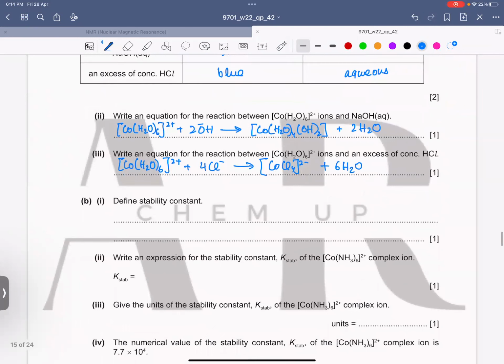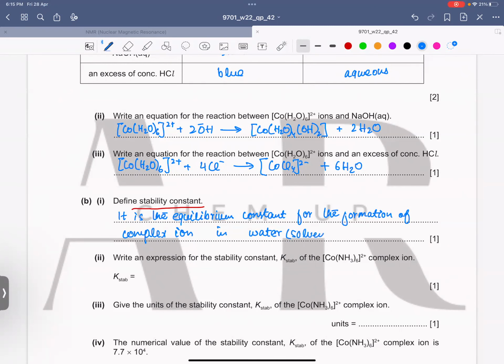Okay. Define the stability constant. We have discussed it previously as well. So it is the equilibrium constant for the formation of a complex ion in water, which is actually acting as a solvent over here.